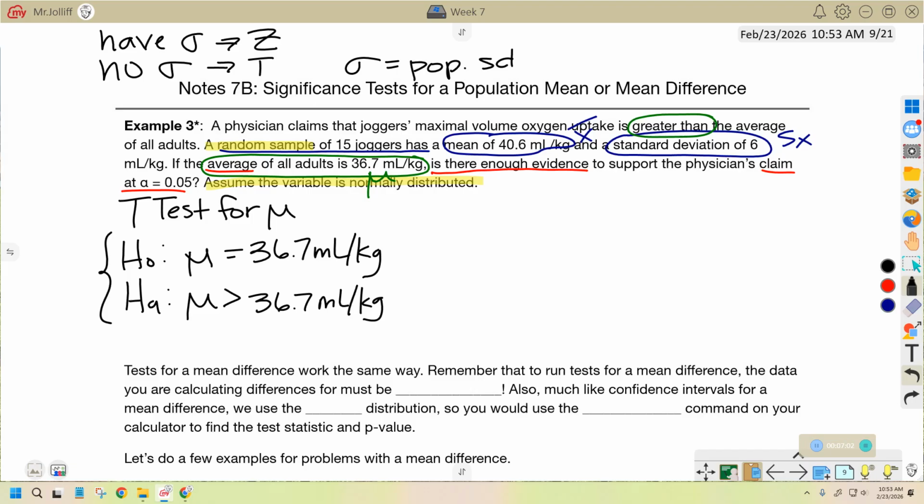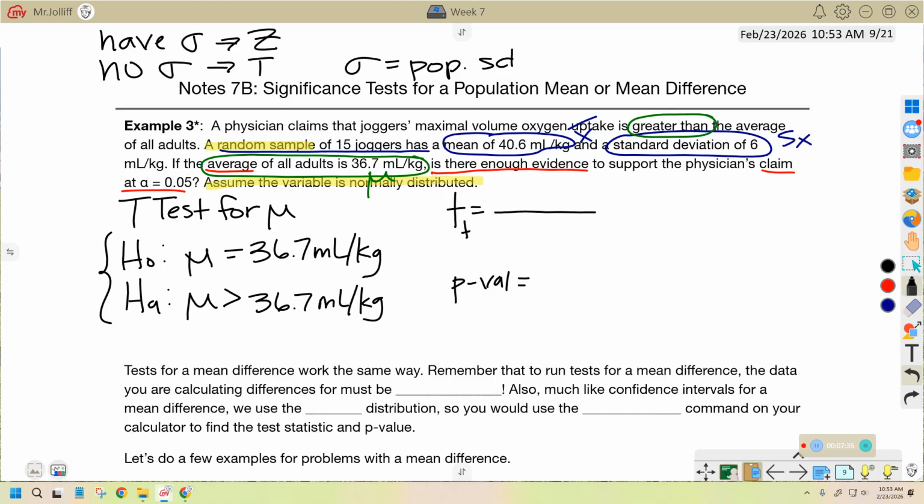Z or T score, so I need my test statistic, and what else? Those are underlined. What does that test statistic then give us on our calculator? P-value. Yeah, I need a test statistic and a p-value. Test statistic we're going to write a formula for. P-value is then going to come from our calculator. Test statistic is that big ugly fraction.